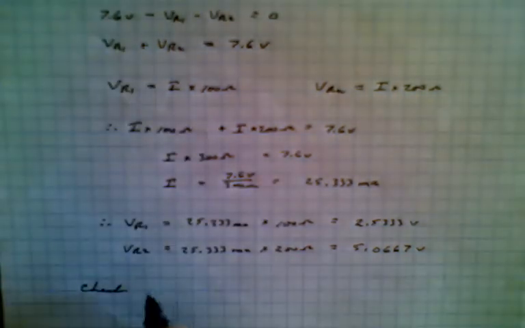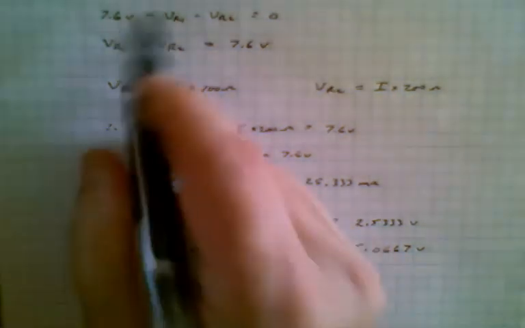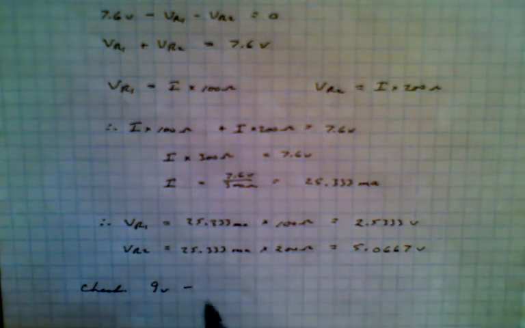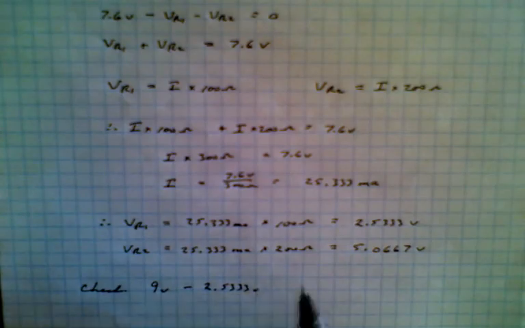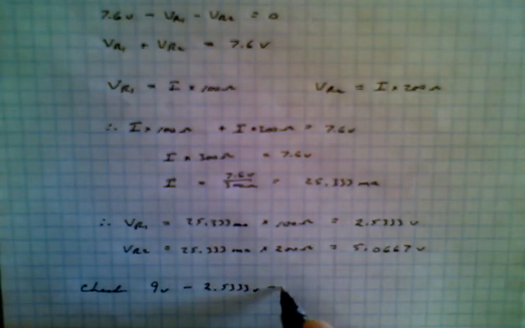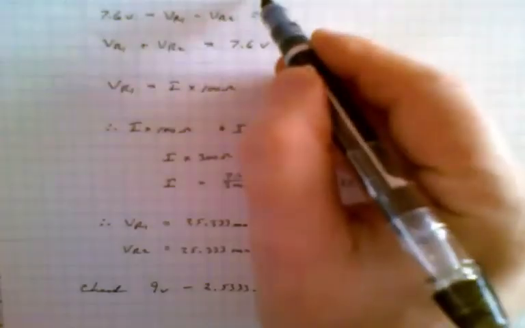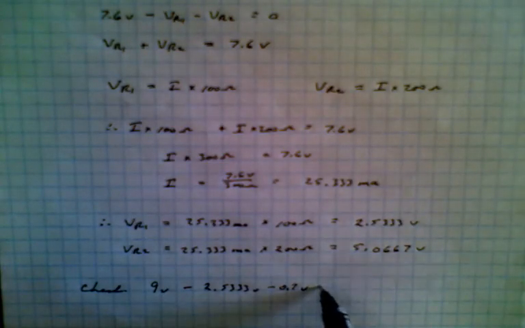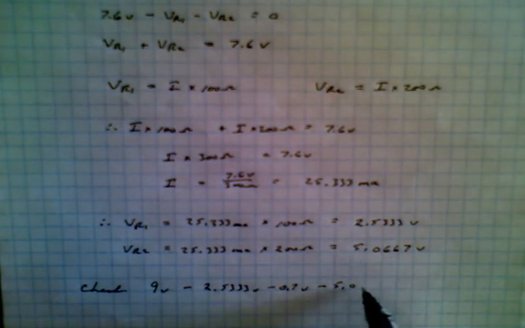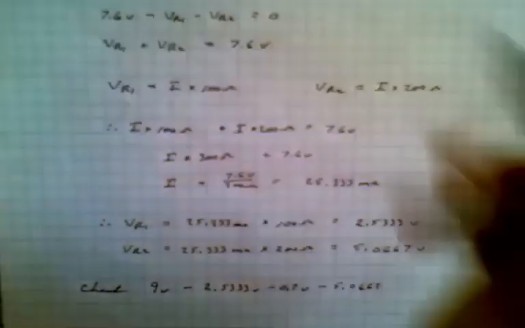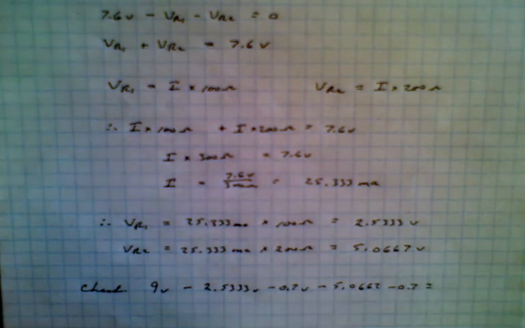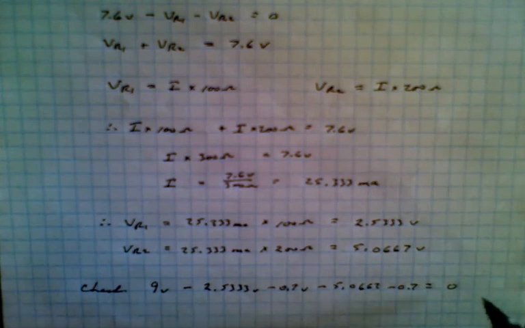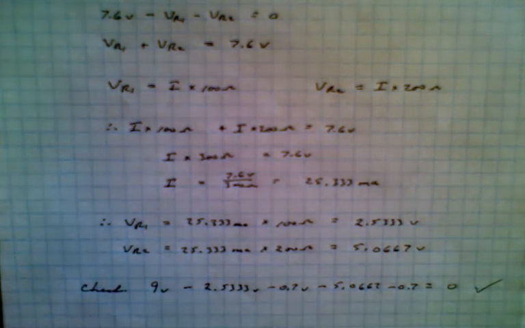What we said was 9 volts minus the voltage on R1, which is 2.5333 volts, minus 0.7, minus the drop across R2, which is minus 5.0667, minus the drop across the second diode, equals, and if we add this all up, we'll discover that this is equal to 0, and therefore we have the correct solution.